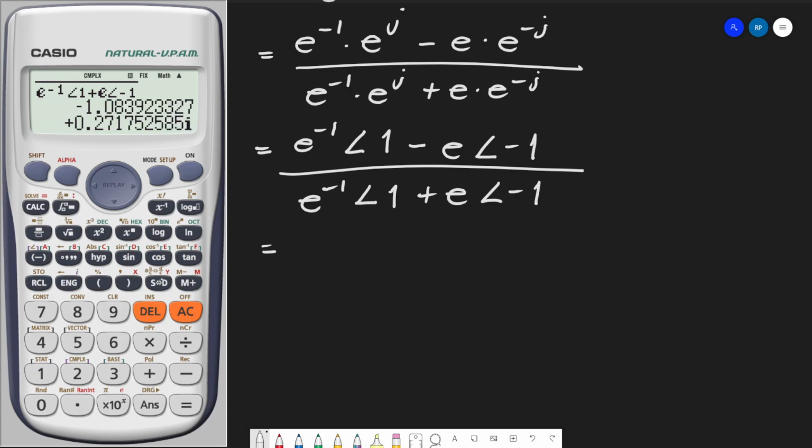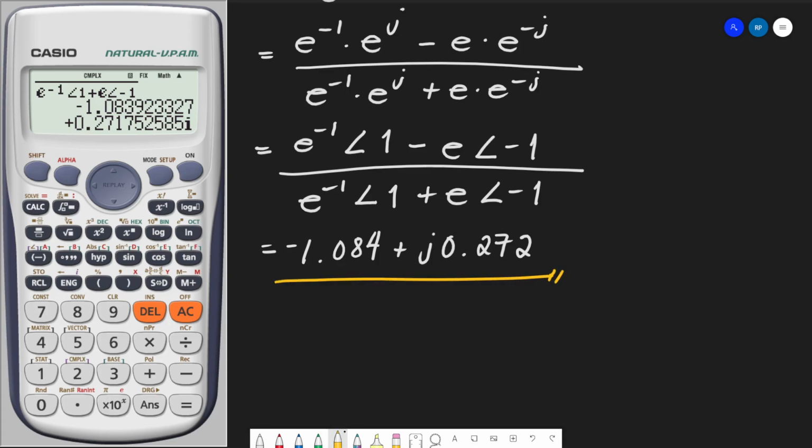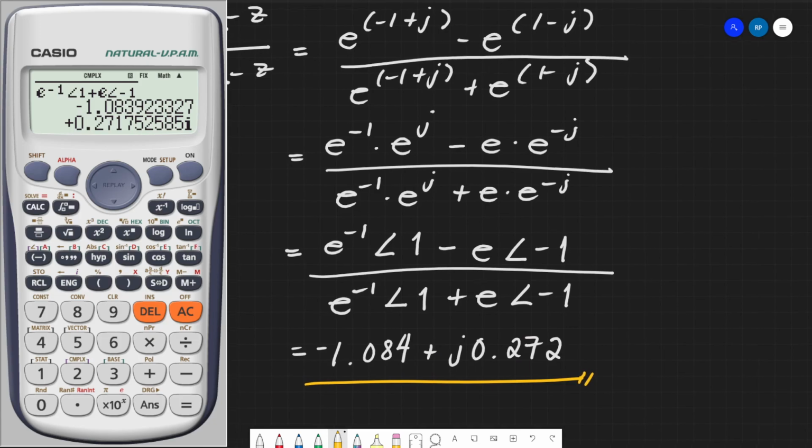Ayan. So we have negative 1.084 plus j 0.272. Ayan. Ito yung ating answer. So paano naman yung ano?